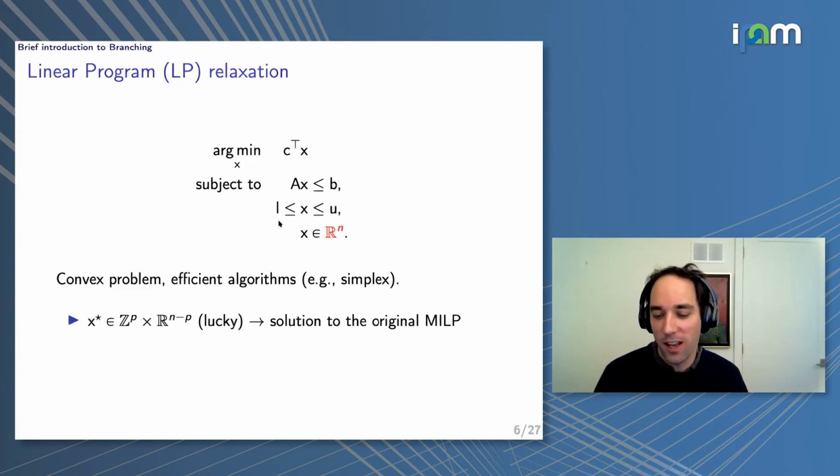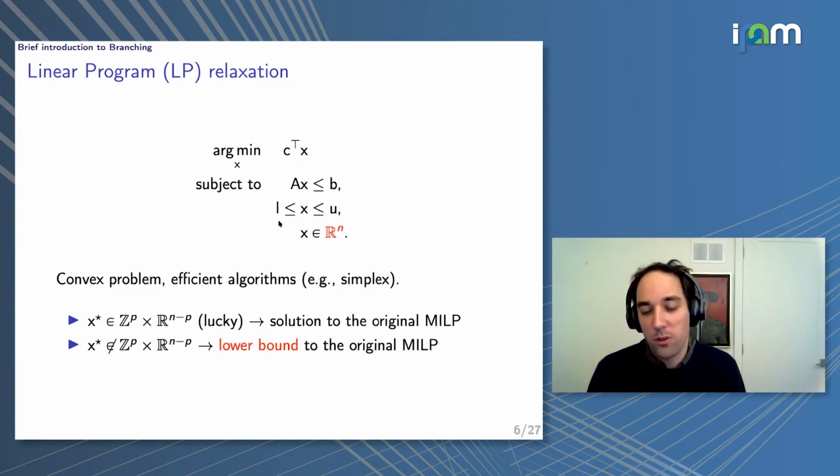And so if you're lucky, you're going to get this. Most of the time though, you're not going to be lucky. That is, at least one or more of these integrality constraints are not going to be met by the solution. But at least you get a lower bound, right?